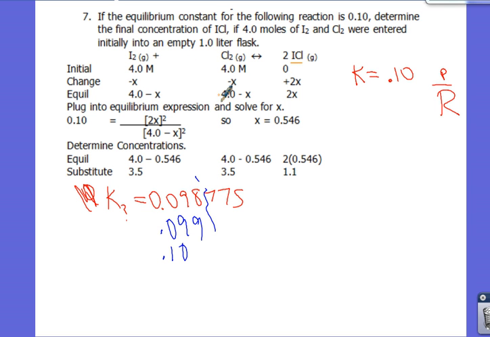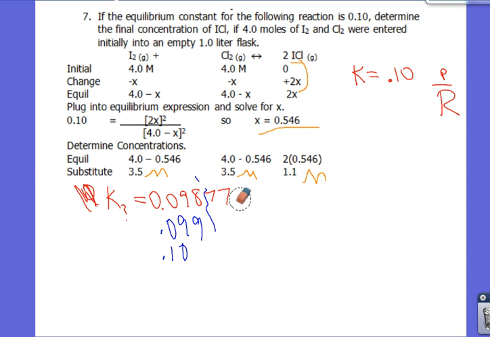Subtracting from 4, adding 2x, setting it all up, solved using the solver function. 0.546 is the value for x. And then you could backfill it in. If x is 0.546 and this is 2x, well then 2 times x, look, 1.1 molar. And these are all molarity down here. This is 3.5 molar, 3.5 molar, and 1.1 molar.